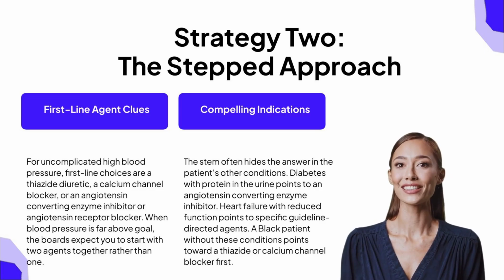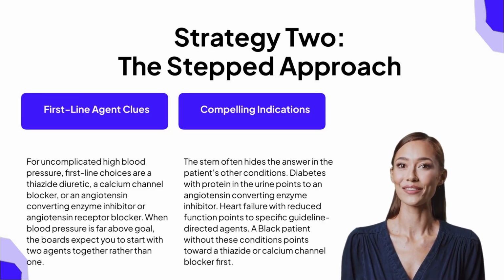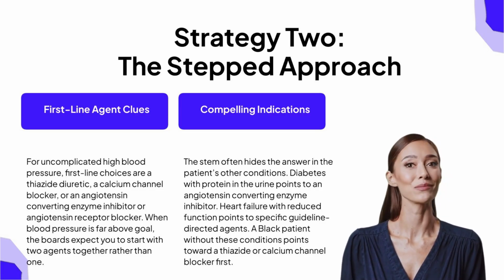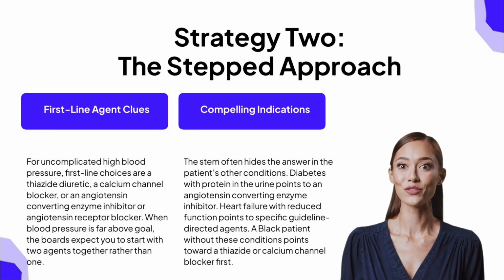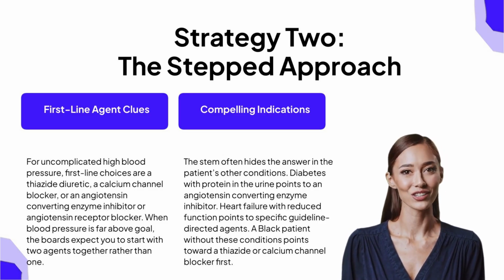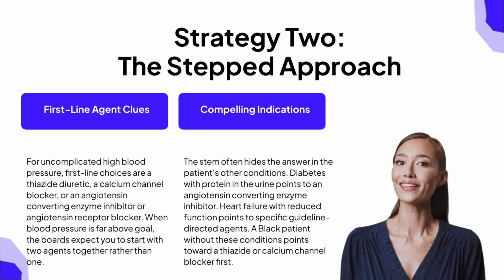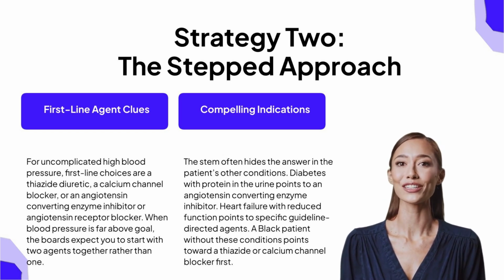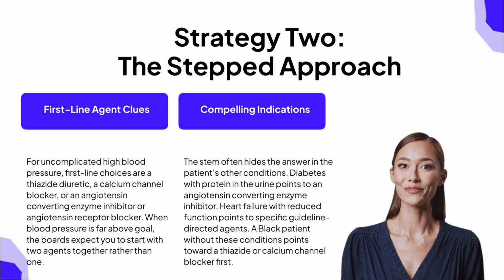Strategy 2 is the stepped approach to high blood pressure, and the boards test this in many ways. For an uncomplicated patient, your first-line choices are a thiazide diuretic, a calcium channel blocker, or an angiotensin-converting enzyme inhibitor or angiotensin receptor blocker. Here is the key move. When the blood pressure is far above goal, the exam expects you to start 2 agents together rather than one.